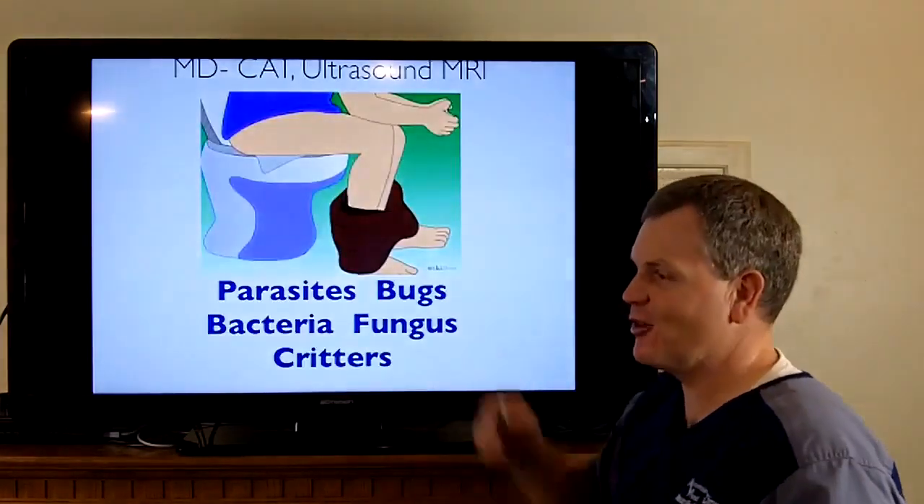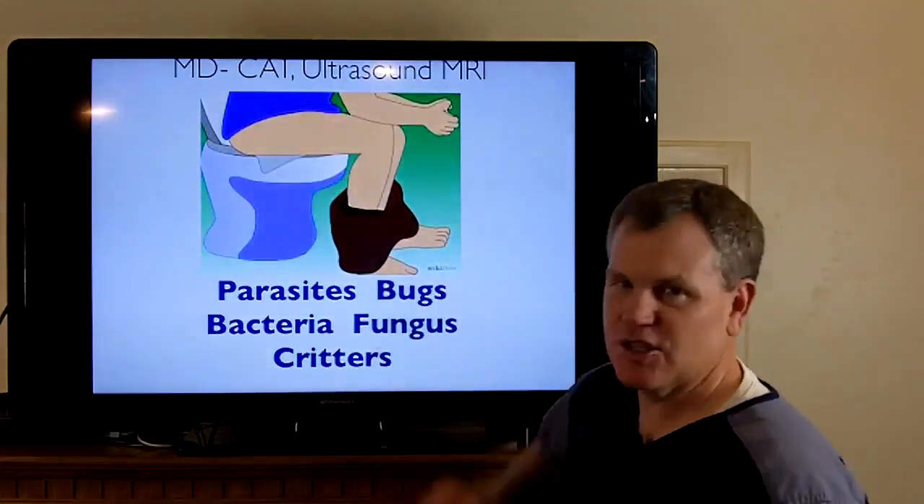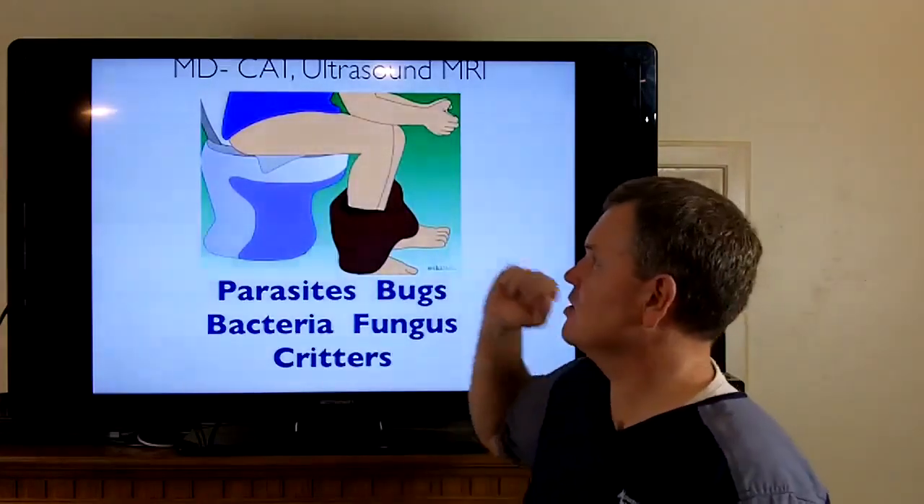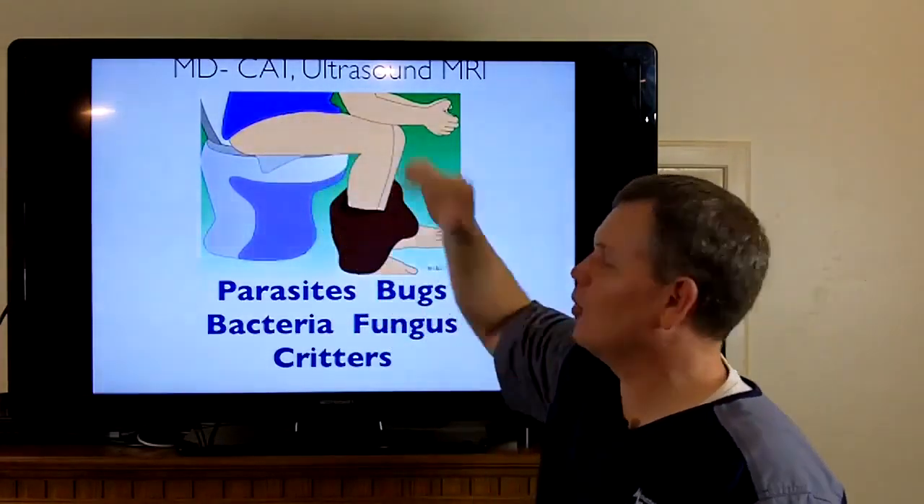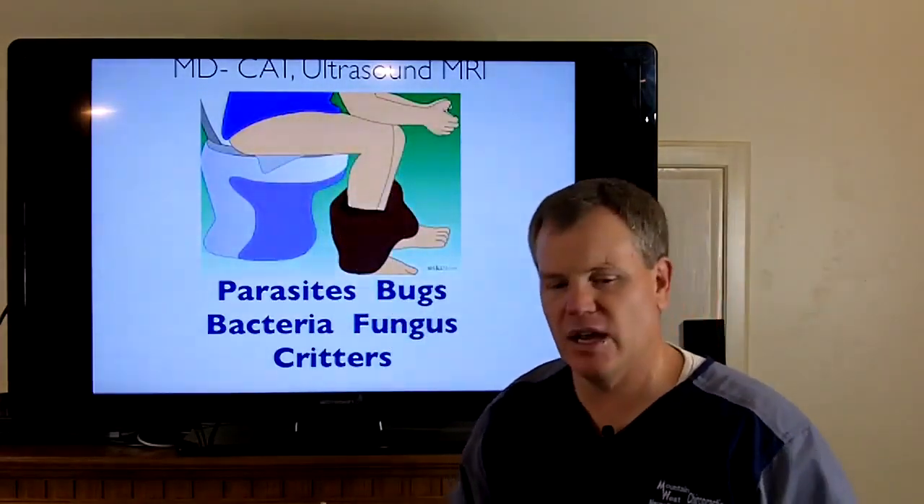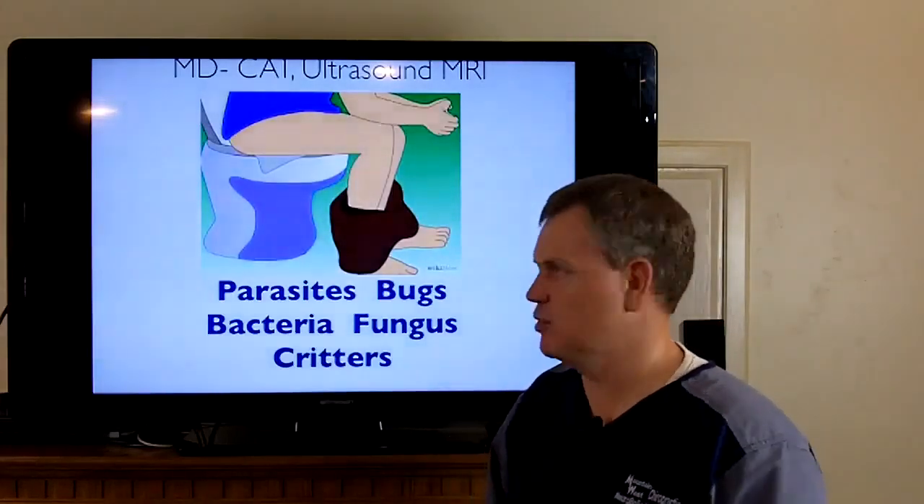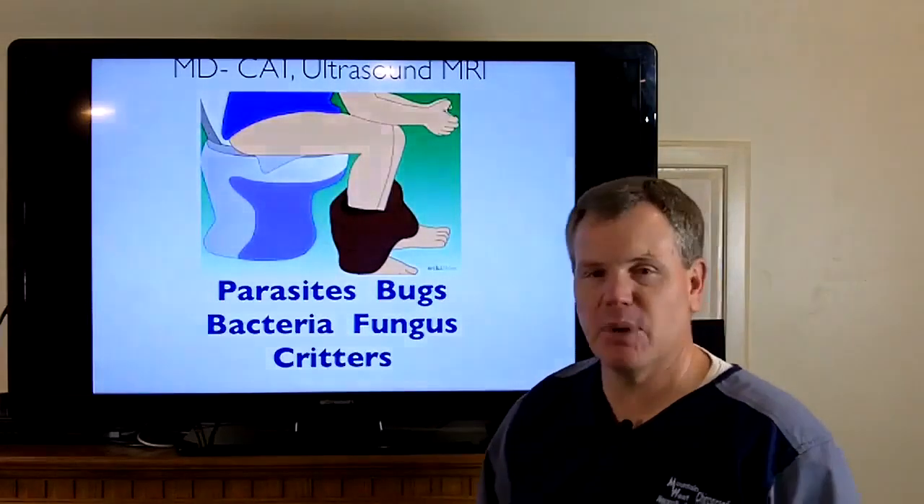Now, another one that we do is a stool sample. If you go in with gut aches and things like that, medical model is going to do a CAT scan, ultrasound, MRI, and say, hey, you're fine. But you keep on having issues. So what are those issues? Well, we got to check for parasites, bugs, bacteria.